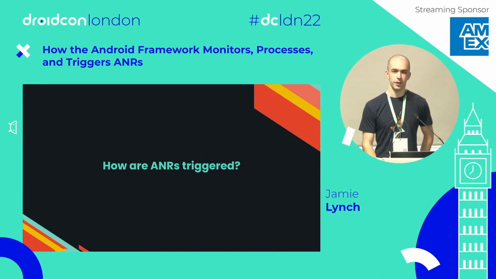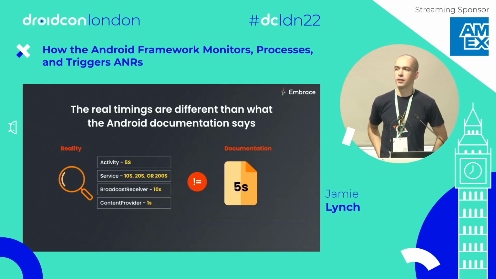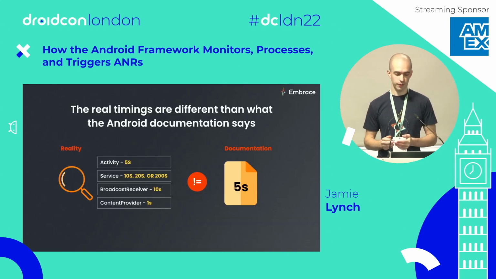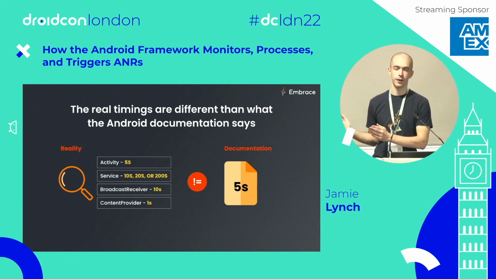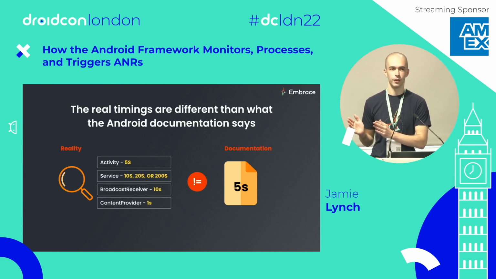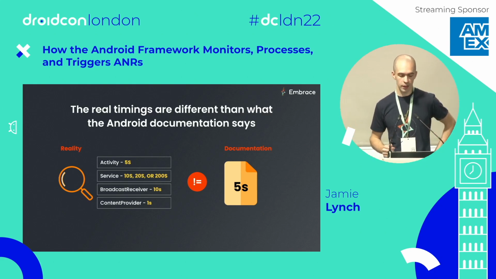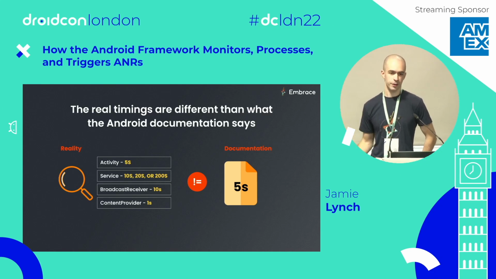So let's talk a bit about how ANRs are actually triggered in all the different components on Android. I think there's a common misconception that if the main thread is blocked for 5 seconds, then that means an ANR is going to be triggered. That's not always the case. It's actually quite different depending on which component you're in and what the conditions on the device are. This summarizes the timings, and we'll go into these in a little bit more detail. But I just found this interesting.